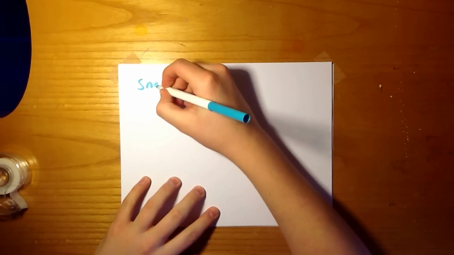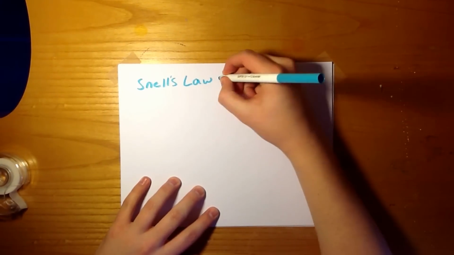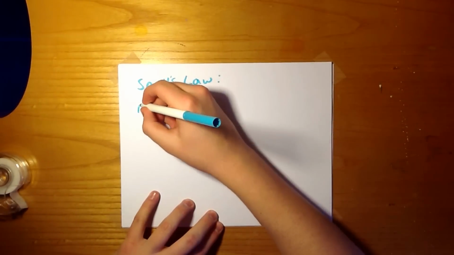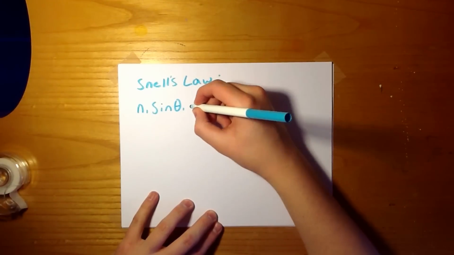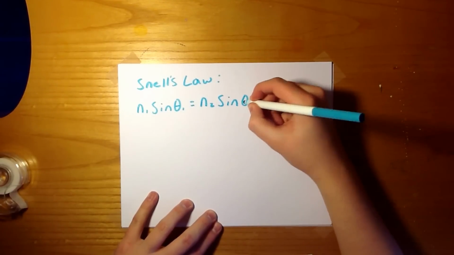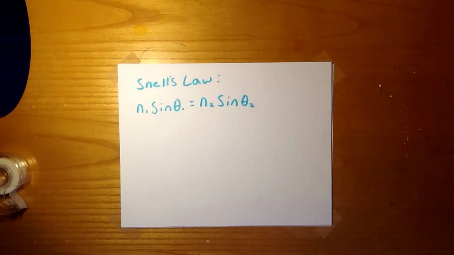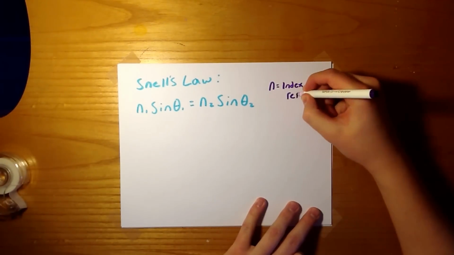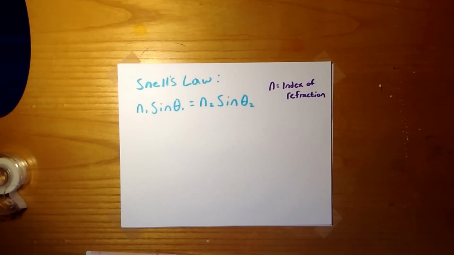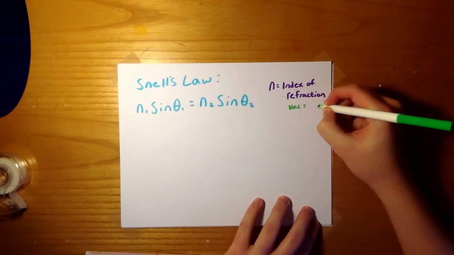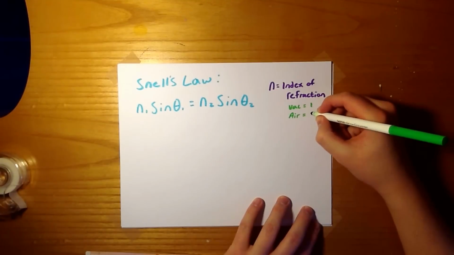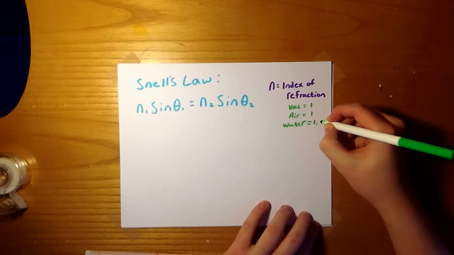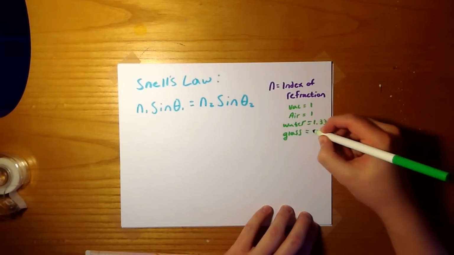We're going to be using Snell's law for pretty much all refraction problems, so it wouldn't be a bad idea to memorize it. It's just n1 sine of theta 1 equals n2 sine of theta 2, where n stands for the index of refraction. This just tells us how dense the substance is. We base all densities off of a vacuum, which has an index of refraction of 1. Some common examples are air, which is also 1, water, which is 1.33, and glass, which is 1.5.